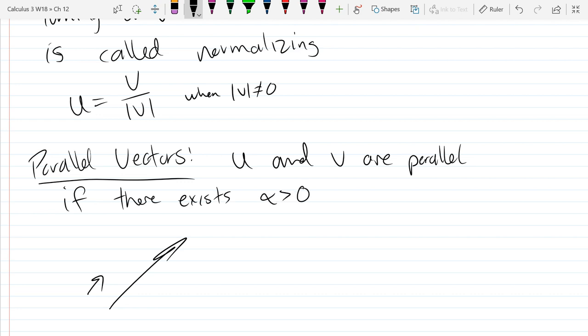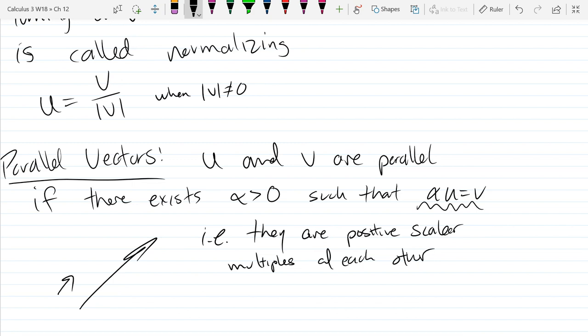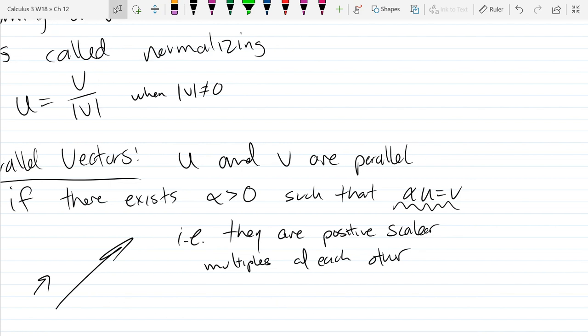an alpha greater than zero such that alpha u equals v. So if they are positive scalar multiples of each other, they're parallel. Now, the way I wrote it, alpha u equals v. Well, I could move the scalar to the other side pretty easily. u equals 1 over alpha times v, and that would be the same thing. And as long as alpha is strictly positive, then it doesn't matter what side you put the multiple on. You can move it to the other side with its reciprocal. So those are parallel vectors.